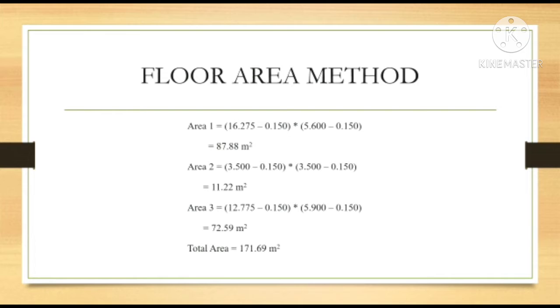We divided our house into 3 areas, and we calculate each area. Area 1 is 87.88 meters square, area 2 is 11.22 meters square, area 3 is 72.59 meters square. So the total area is 171.89 meters square.